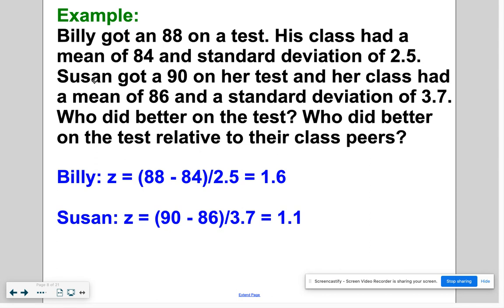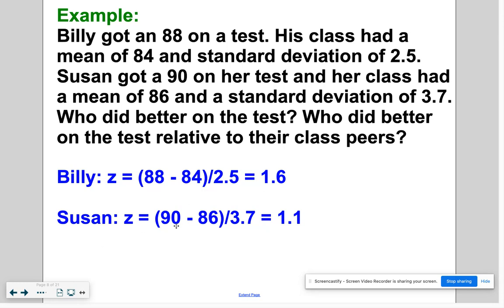It doesn't even have to be math. So we want to figure out how unusual each person is relative to their peers, relative to their class. So for Billy's case, we take the 88 minus the 84 to get how far away from the mean he is. He's 4 above the mean. I divide by the standard deviation to find out how many standard deviations that is. So he's 1.6 standard deviations better than average.